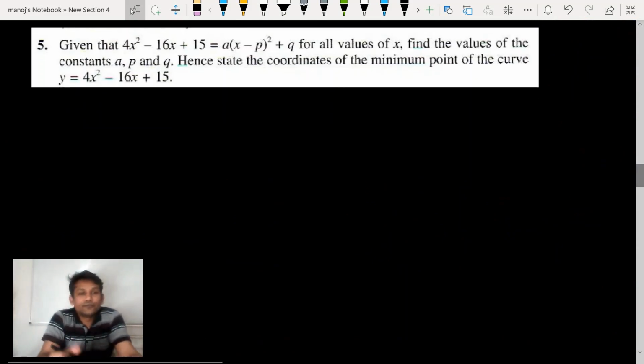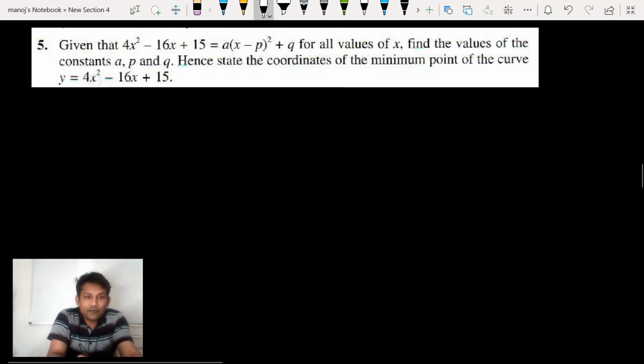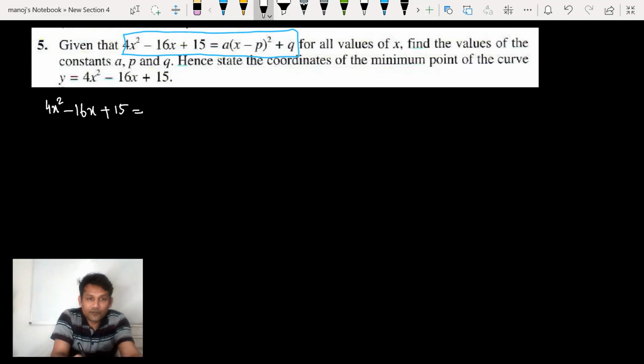Okay, question number 5. Given that 4x square minus 16x plus 15 is equal to a(x minus p) whole square plus q. I told you that whenever it's given to convert into this form, you don't need to use the complete square formula. You have to expand this. So I have 4x square minus 16x plus 15 equals a, and expand this: x square minus 2px plus p square, and then plus q. Simplify.